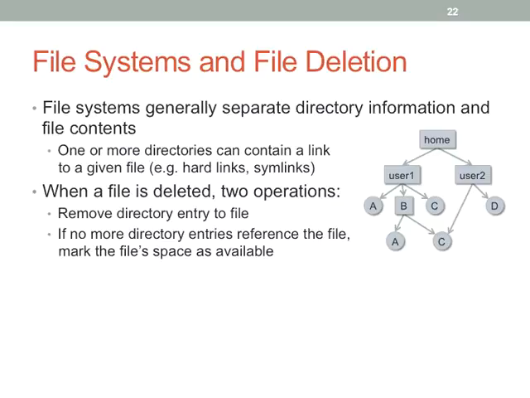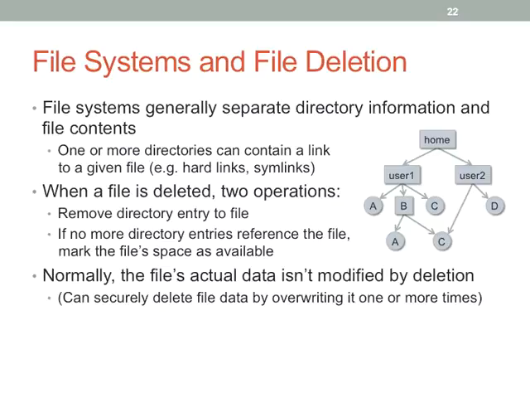We call it a free space bitmap or some kind of free list that describes what space is actually available. The consequence of this is that we want it to be as fast as possible because disks are slow. And so we generally only touch the directory entry, and we only touch the bookkeeping stuff that says this space is now available. We don't touch the file's data at all.